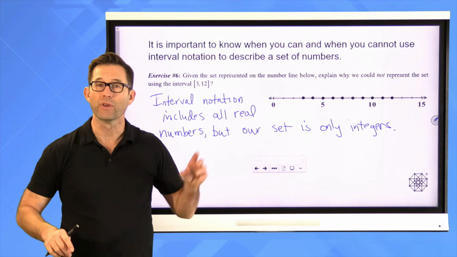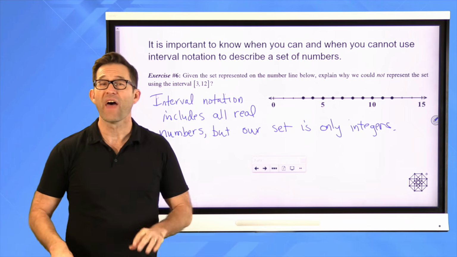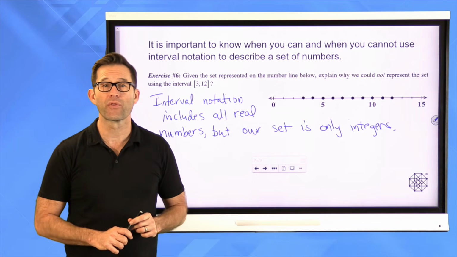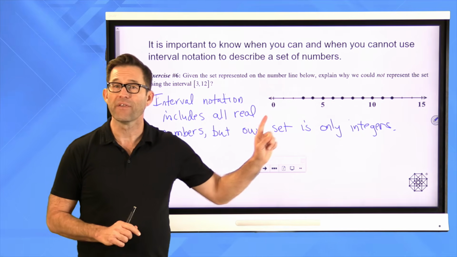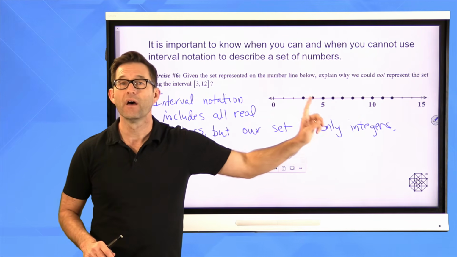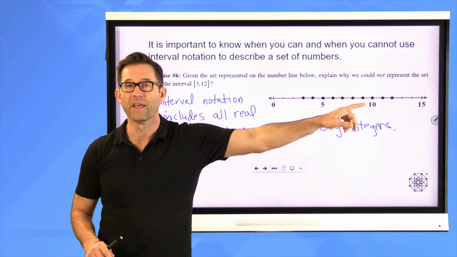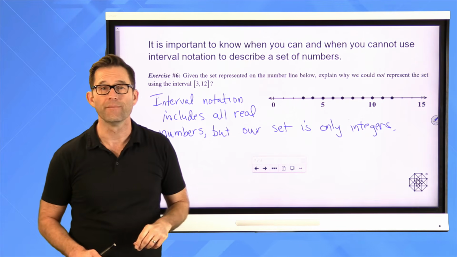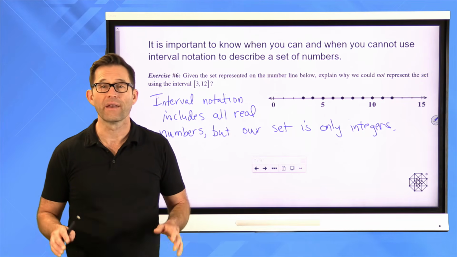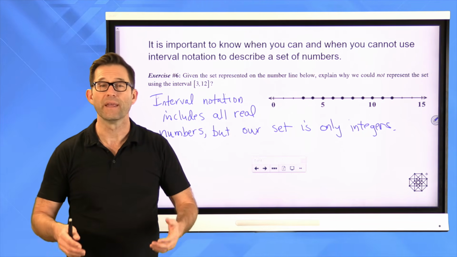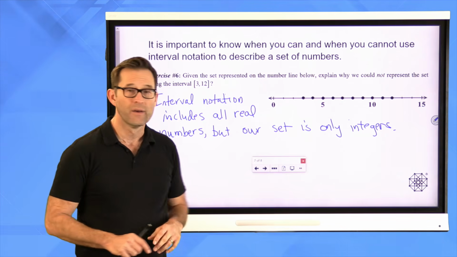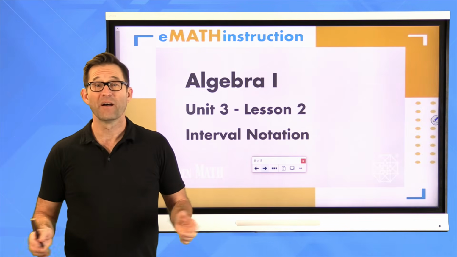When you read something like this, that is every real number from 3 to 12, including both the 3 and the 12. On the other hand, this set of numbers is specifically just 3, 4, 5, 6, 7, 8, 9, 10, 11, 12. All right? So we cannot use interval notation if we've got just integers, right? It represents all real numbers. But the great thing is that comes up a lot.